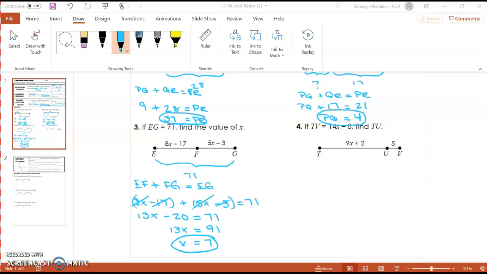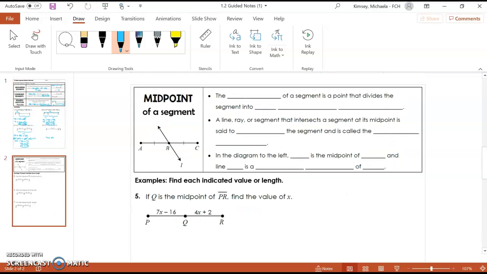All right, so for number 4, I'm going to give you TU. So just the answer, I need you to write down the actual process in your notes. So TU should be equal to 29. So double check your answer and make sure that you get 29. Okay, so let's move on to this second page here.